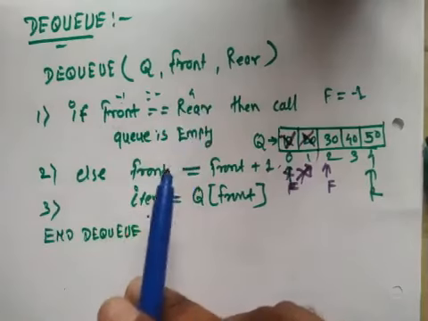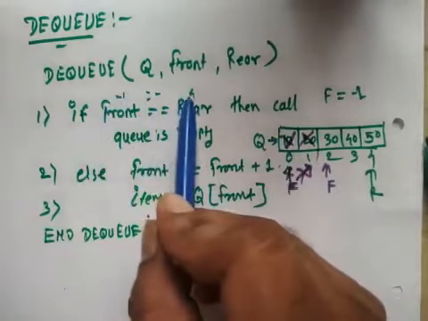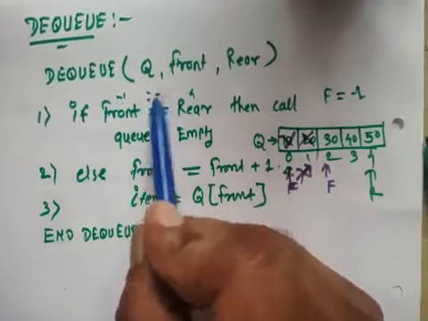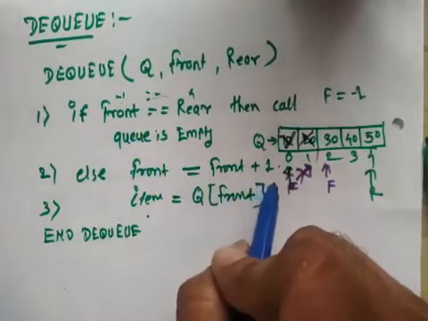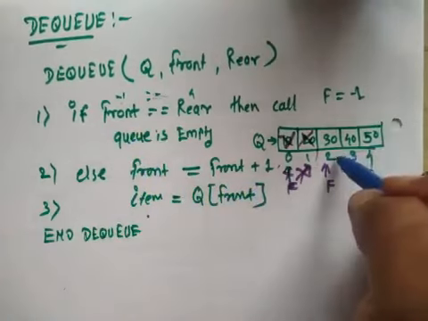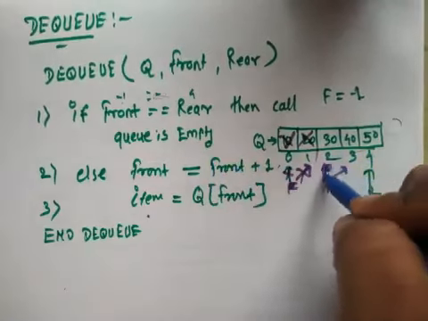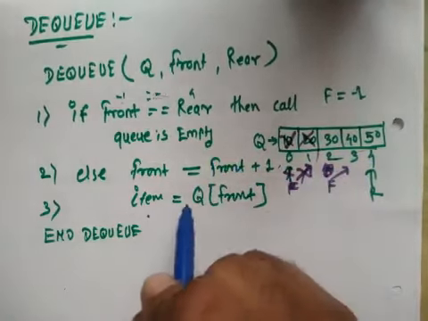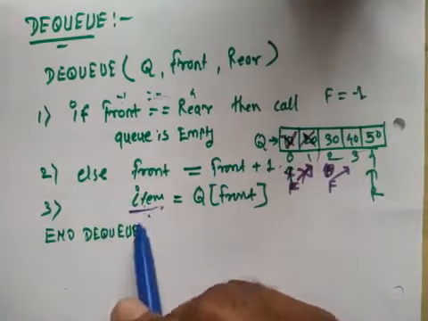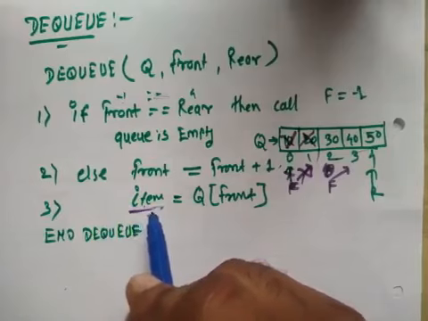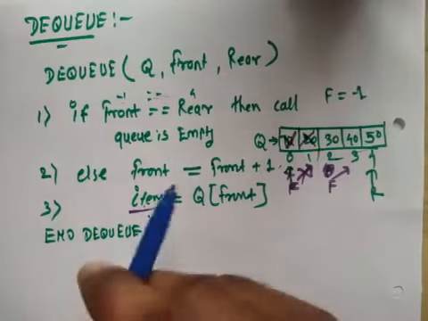Again we call the DQ operation. Now what is your front value? 2. Is 2 equal to 4? Condition false, it is not true. It will jump to the else part. Front is equal to front plus 1. So what is the front value now? 2 plus 1, that is 3. Now front is pointing to index 3. Collect that element into the item variable. Basically this item variable we are going to use in the implementation phase to display which element we deleted.